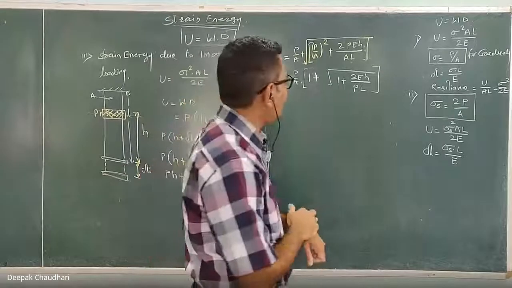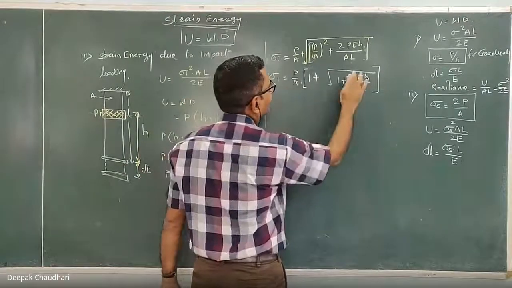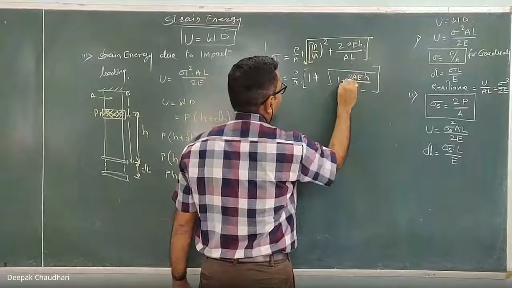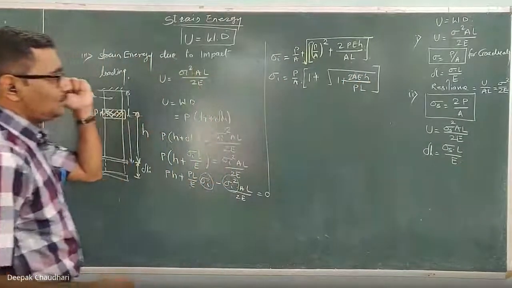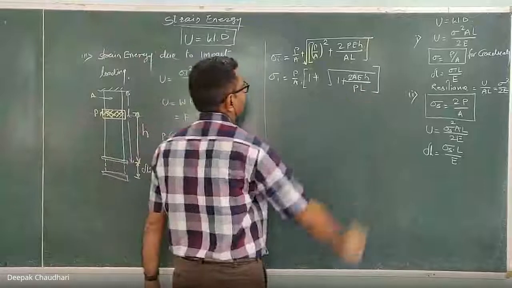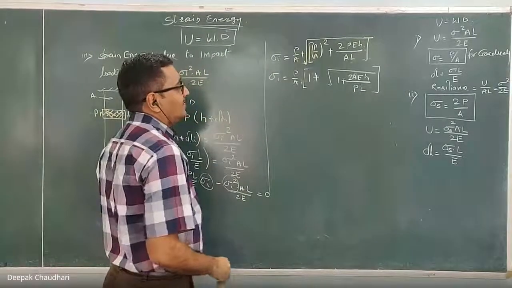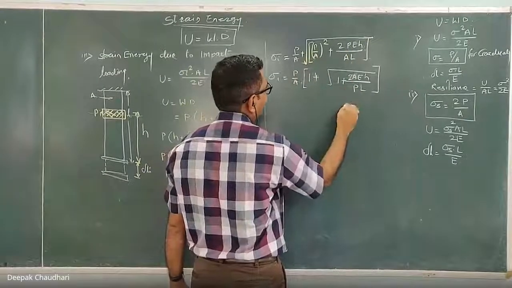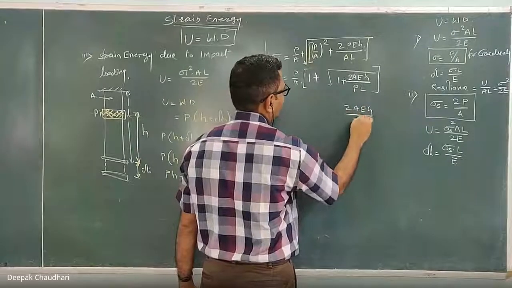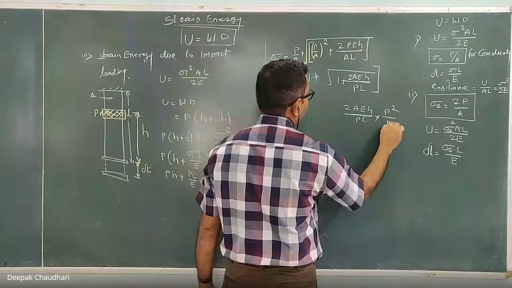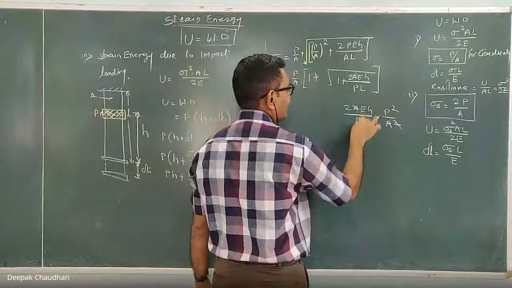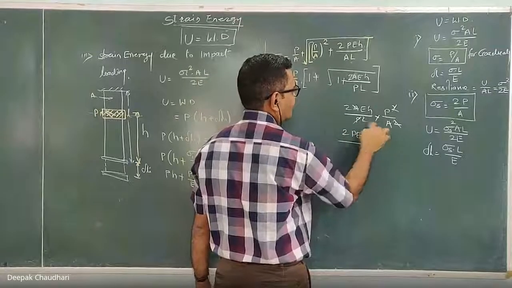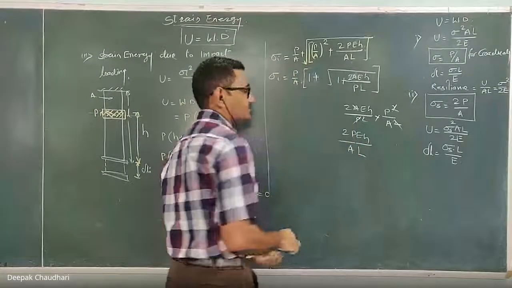2A, 1 A remains. If A square is taken, then one comes here: 2AEH upon PL. Okay, now it is correct. Let's check whether we are getting this term or not. If I take it inside, then this 2AEH upon PL, inside, will become P square upon A square. So 1 A gets cancelled, 1 P gets cancelled. So it is 2PEH upon this A and this L. So you will get this term.